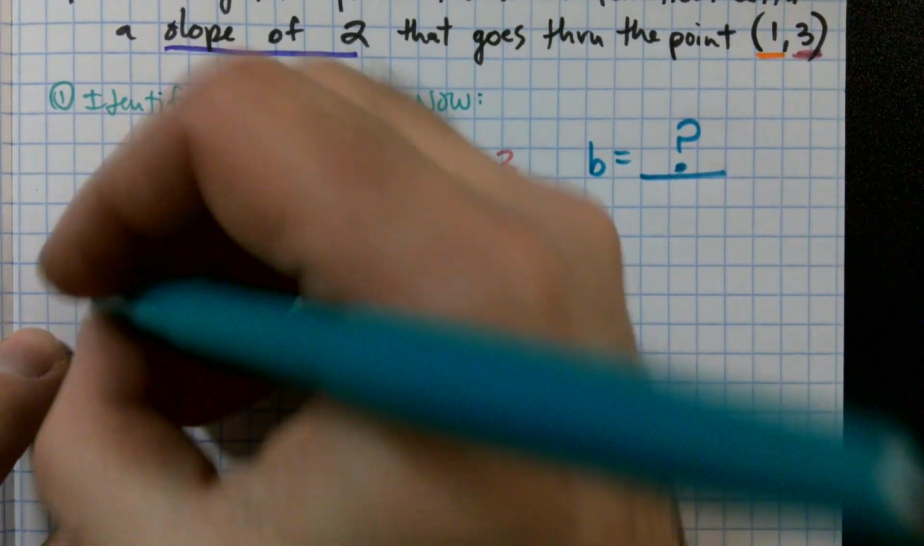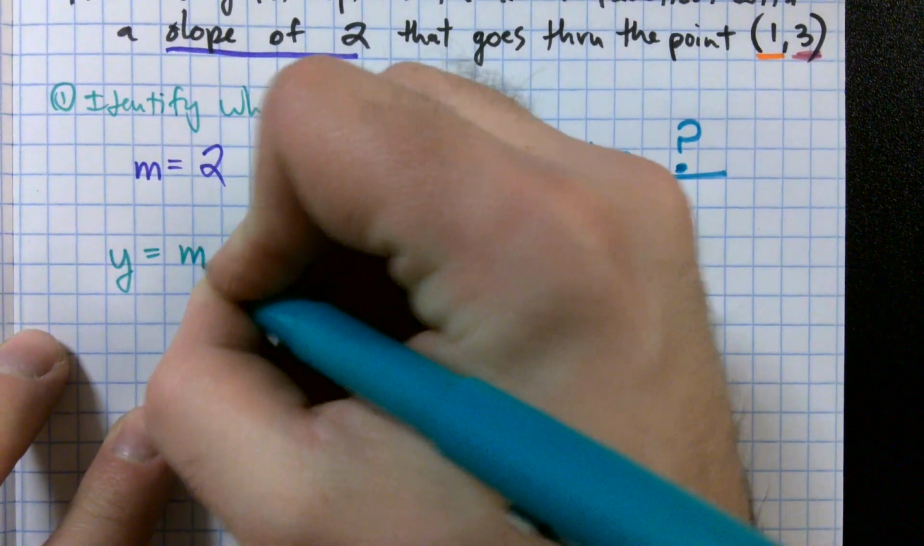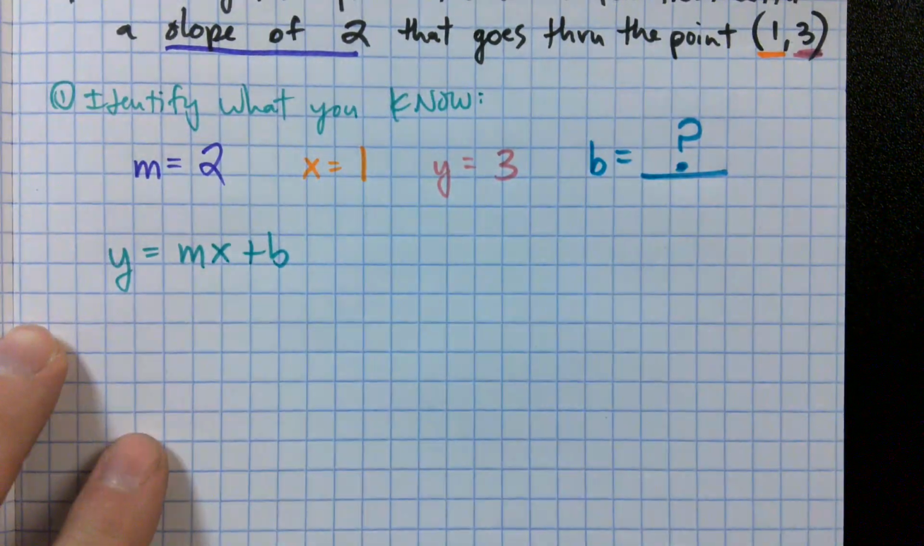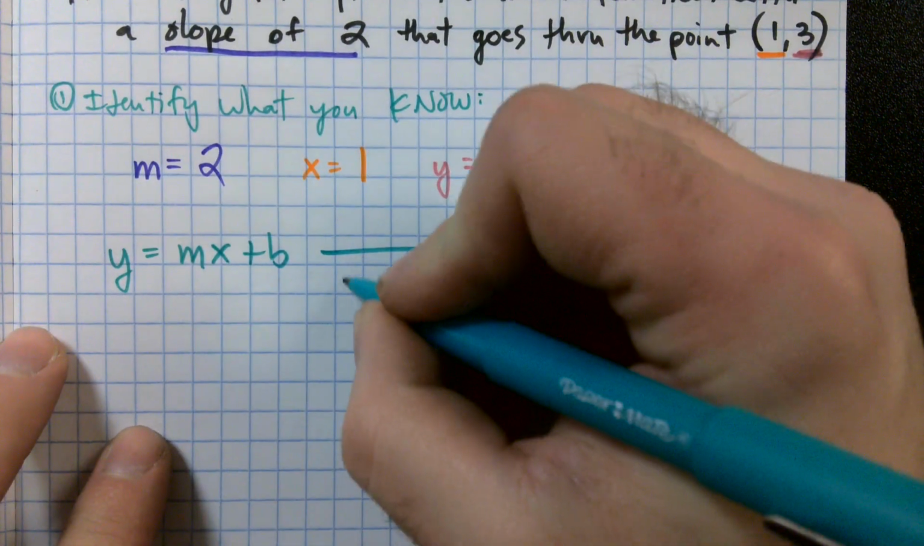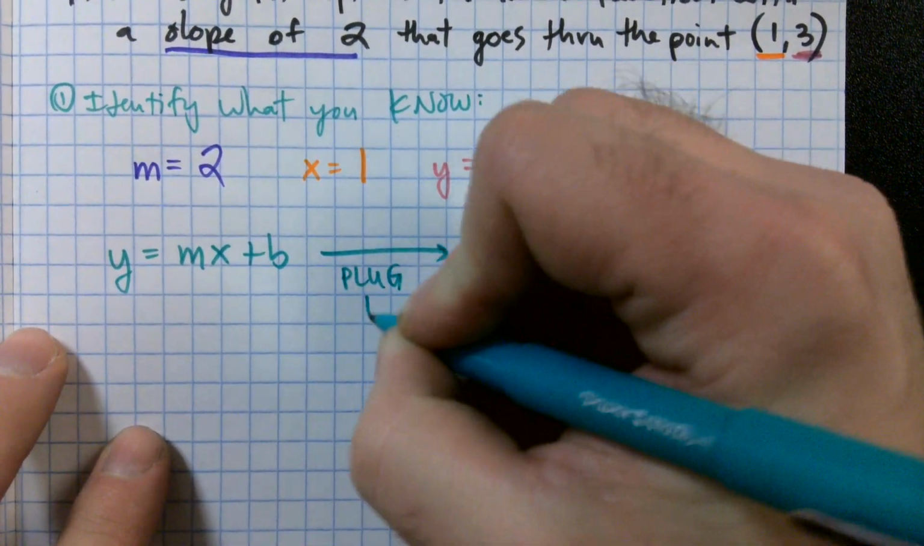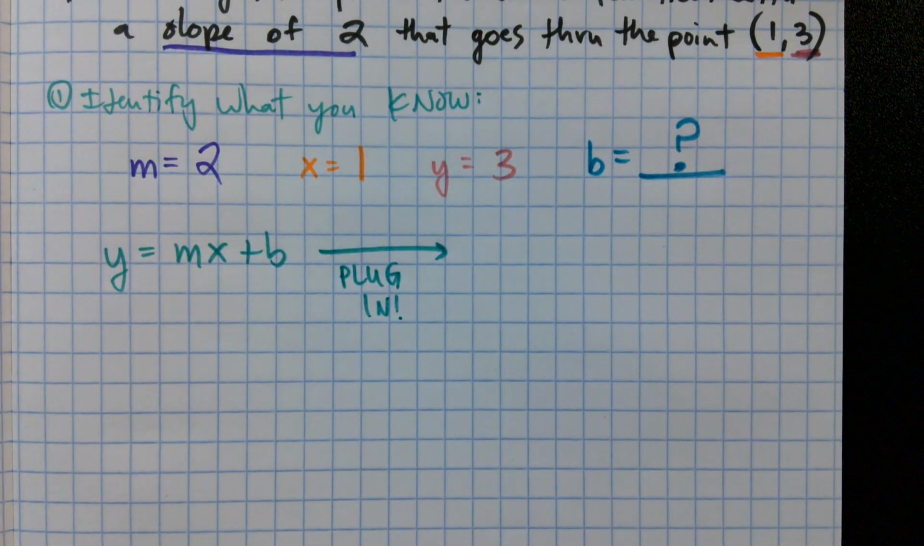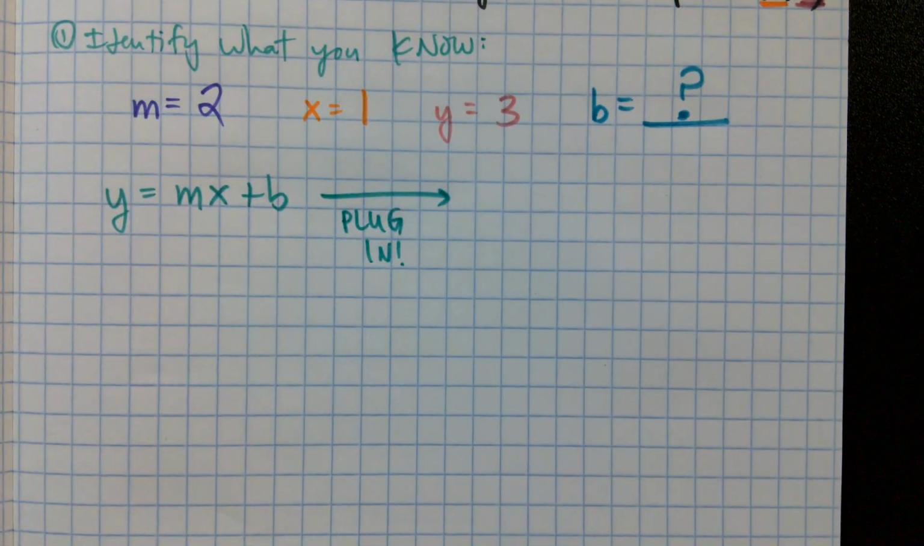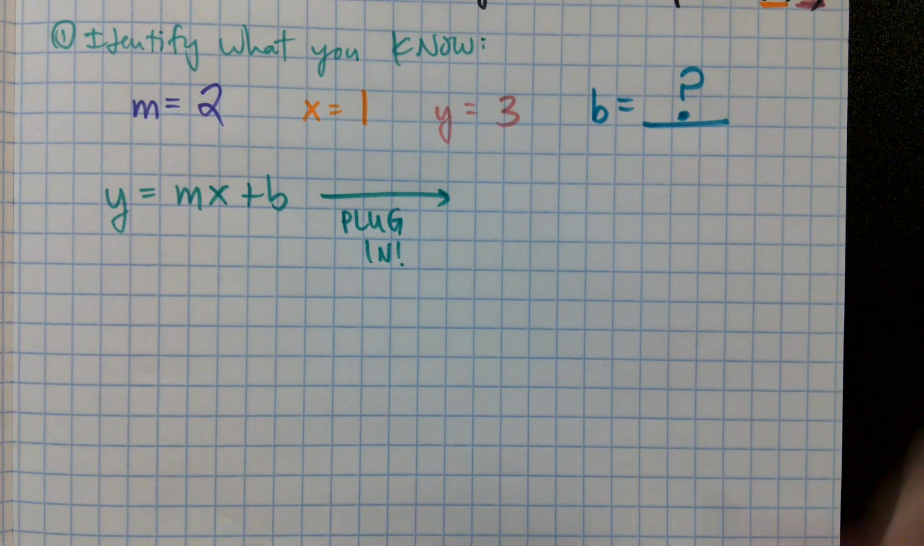How can we figure it out? Well, we're going to take our slope-intercept form, y equals mx plus b, and we're going to plug in all the pieces that we do know. What am I going to plug in for y? 3.